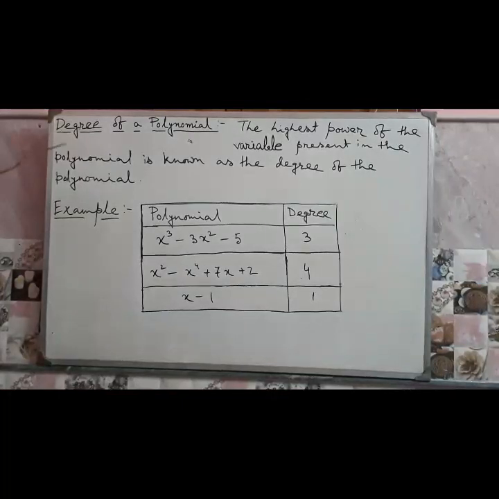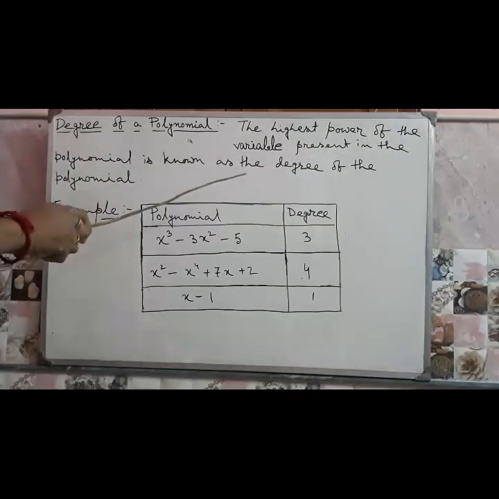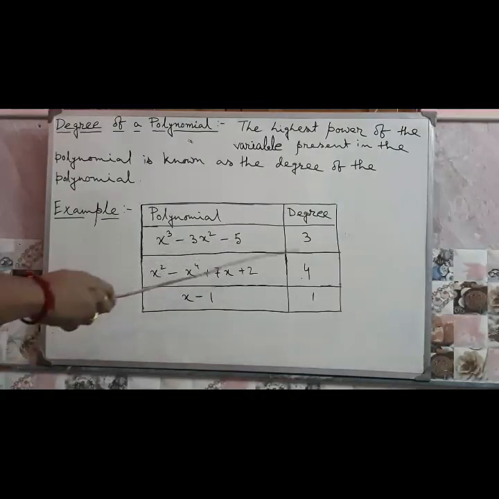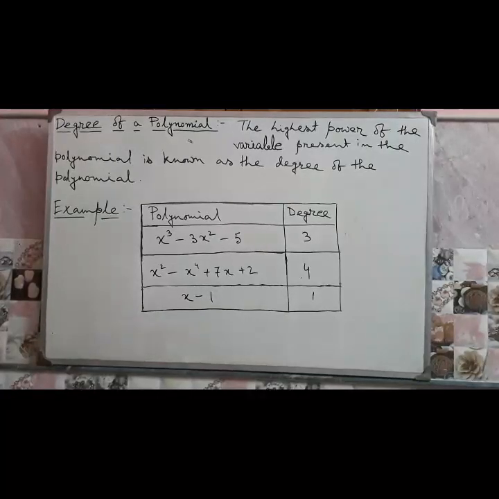Now the degree of a polynomial. The highest power of the variable present in the polynomial is known as the degree of the polynomial. For example, suppose x cube minus 3x square minus 5. What is the highest power of the variable x here? That is 3. So, the degree of the polynomial is 3. Now, in the second case, x square minus x to the power 4 plus 7x plus 2. What is the highest power here? x to the power 4, that is 4. So, the degree is 4. In x minus 1, the highest power of the variable is 1, so the degree is 1.